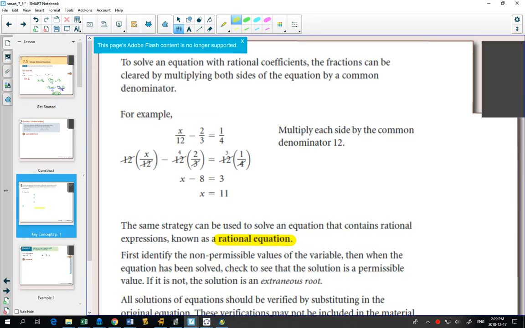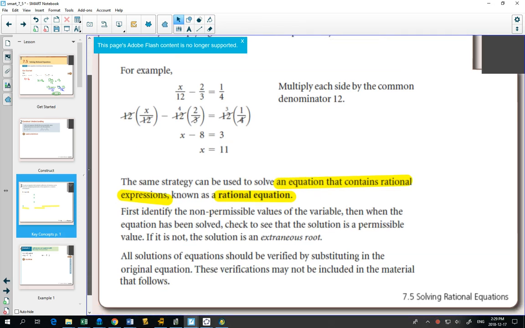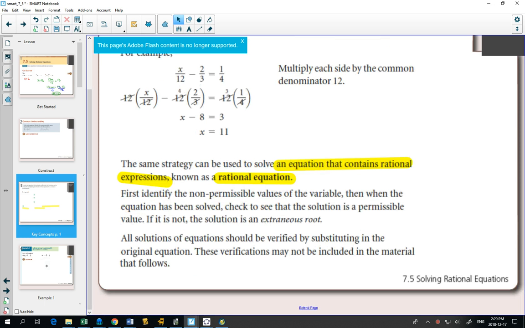We are going to be looking at solving things called rational equations. A rational equation is an equation that contains rational expressions. So anytime you have fractions with x's in the denominators or numerators, then you would have a rational equation. So, what does that mean? What do these look like? Let's look at example 1.